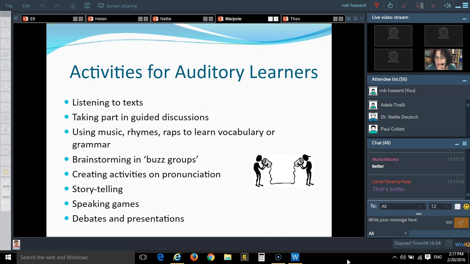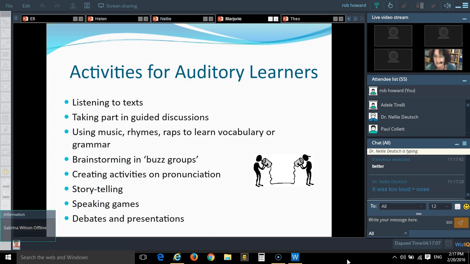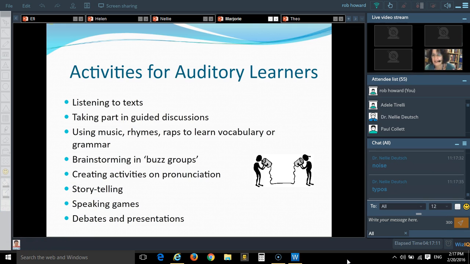Okay. So if we take a look at auditory learners, listening to texts, obviously, is something that auditory learners enjoy. They like guided discussions, and when you give them specific things to talk about, they really enjoy it. Thanks, Nellie. Music, rhymes, raps, brainstorming and buzz groups. Someone asked me what this was. It's in Jeremy Harmer's book, I think, where you say, think of all the things that you talk about if you want to know about the Empire State Building. And then they start talking about vocabulary groups.